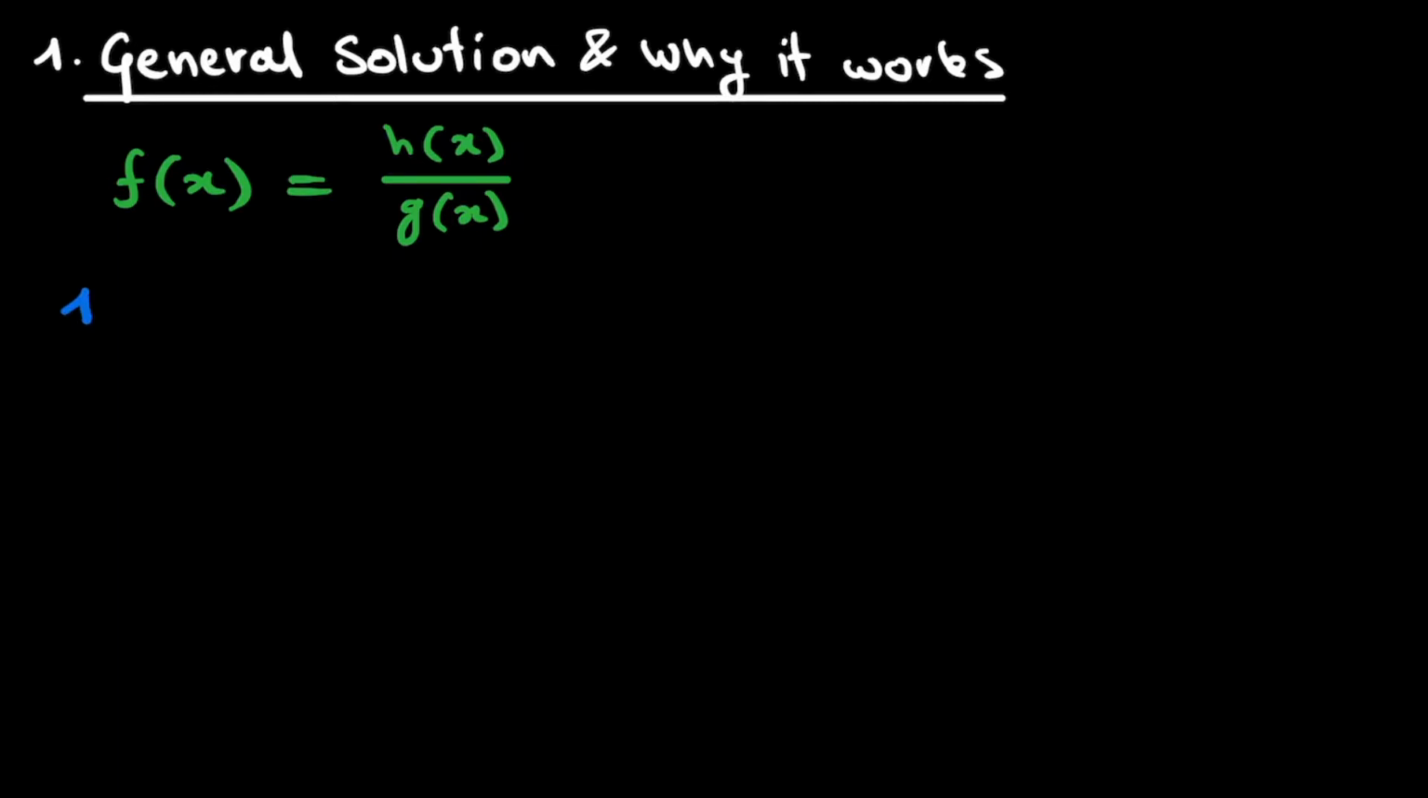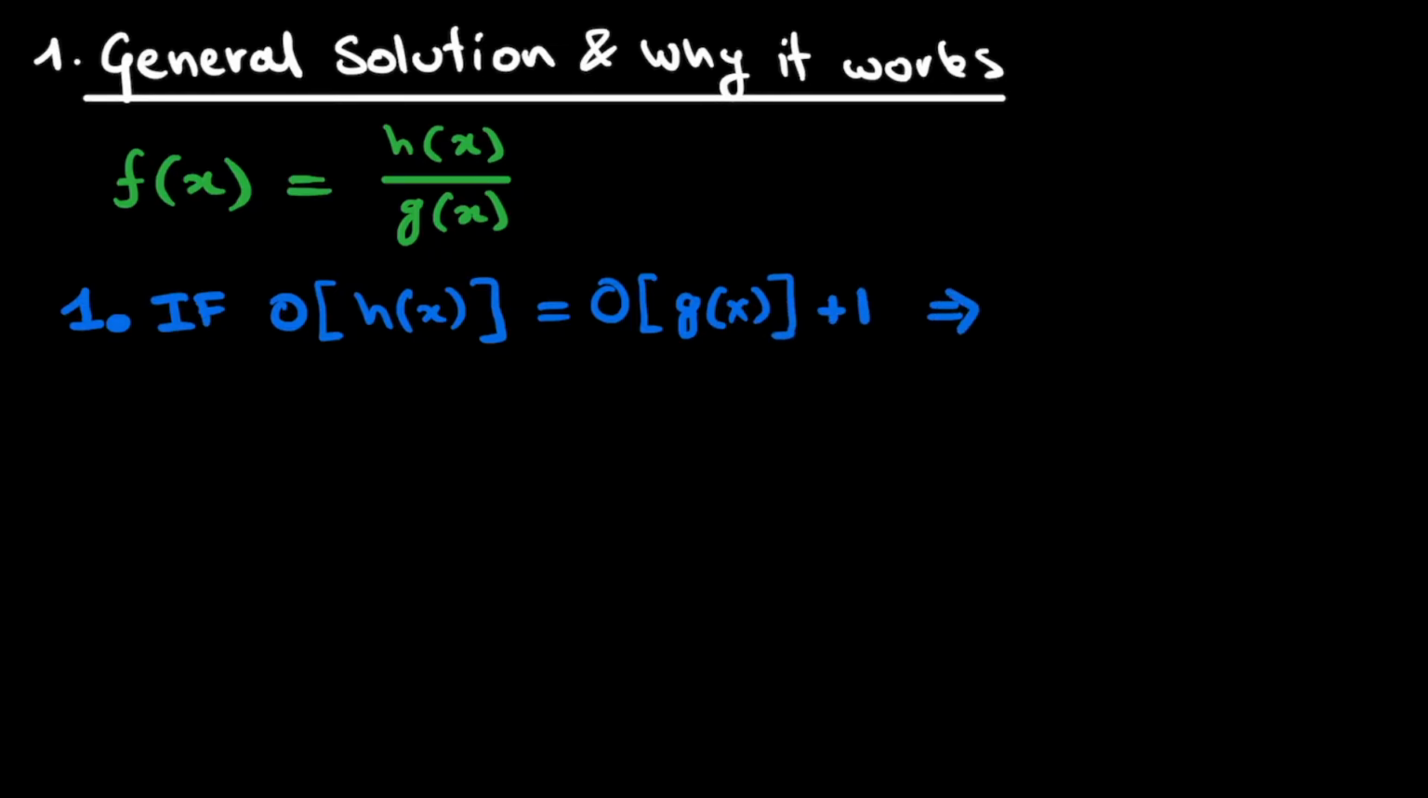And this brings us to the first rule, which is that if the highest power of x in the numerator, meaning the order of h of x, is equal to the highest power of x in the denominator plus 1, meaning the order of g of x plus 1, then and only then will we have a slanted asymptote. And this rule of course makes it very easy to rapidly spot whether a function f of x has a slanted asymptote or not. Just look at the highest power of x in the numerator and compare it with the highest power of x in the denominator. If it is 1 larger than in the denominator, then indeed you have a slanted asymptote.